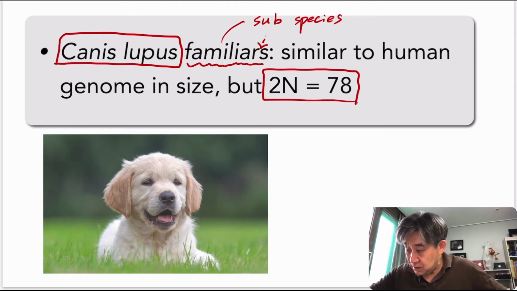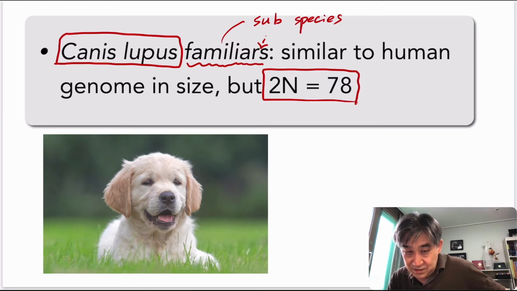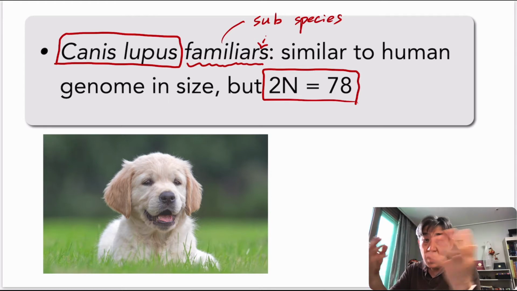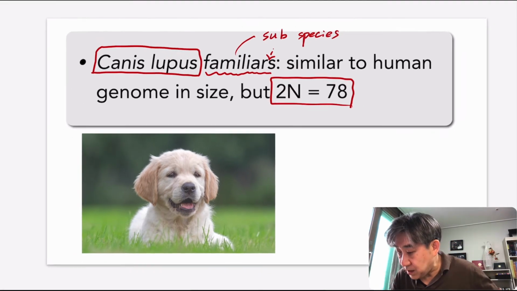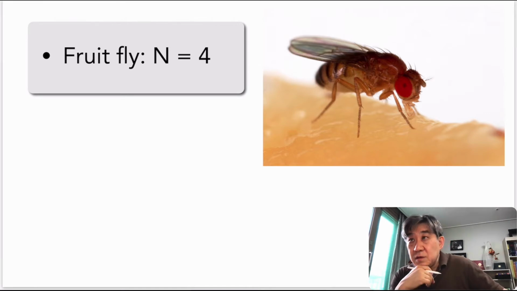However, unlike the case of a human where 2n equals 46, meaning there are only 23 different unique chromosomes, in this case the entire genome, the diploid number is 78. That indicates that the average size of a chromosome in dogs would be smaller, with a similar size of genome being divided into more chromosomes. That's the kind of information we can get from this way of describing their relative genome size and organization.